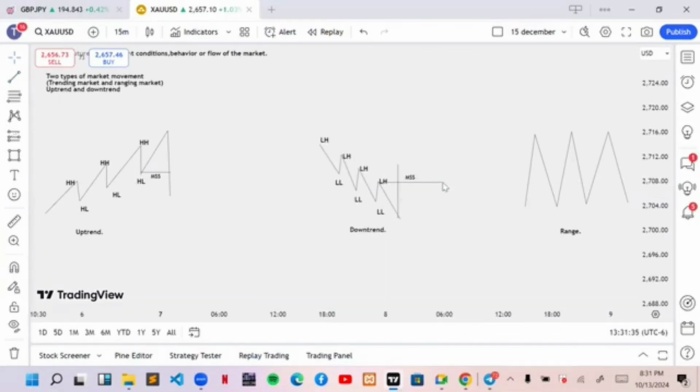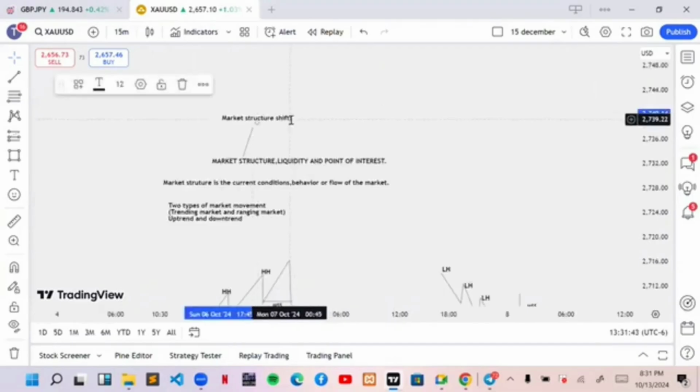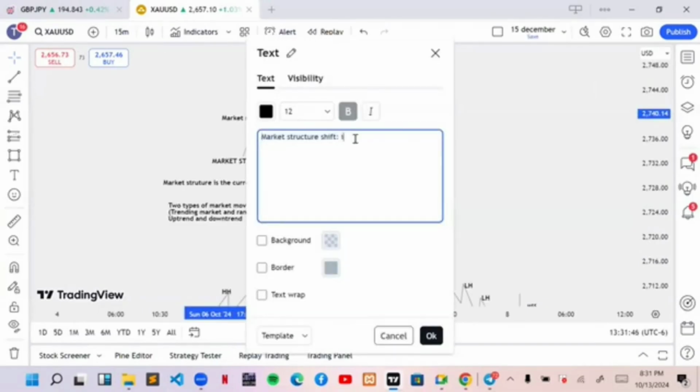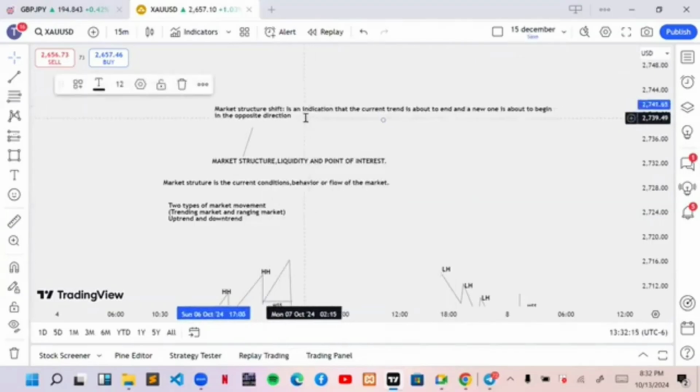Like I said, whenever there's a market structure shift, we're not going to be looking for trades in the opposite direction. The market structure shift is an indication that the current trend is about to end, and the new one is about to begin in the opposite direction. So for market structure shifts, we're taking a trade in the opposite direction.